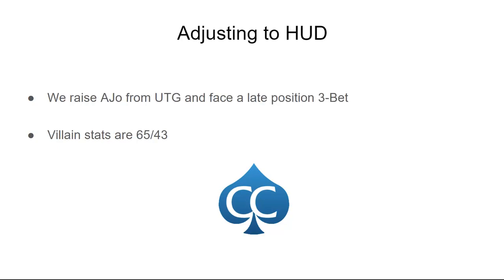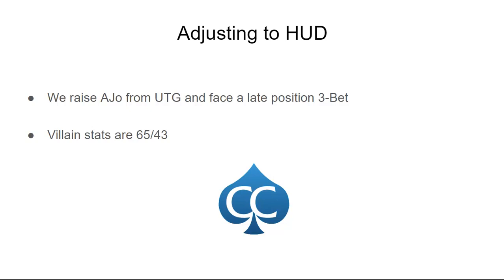And one thing you can do is you can make big adjustments based on your heads-up display. So we've raised ace-jack offsuit from under the gun at a full ring table and faced a 3-bet. Most of the time, my play in that spot would be to fold. Reason for that is because we're not opening a lot of hands from early position. Somebody's showing a lot of strength if they're at all positionally aware when they re-raise you after you've opened under the gun. And ace-jack off doesn't play all that well. So usually what we would do is probably call with ace-jack suited, fold ace-jack offsuit.